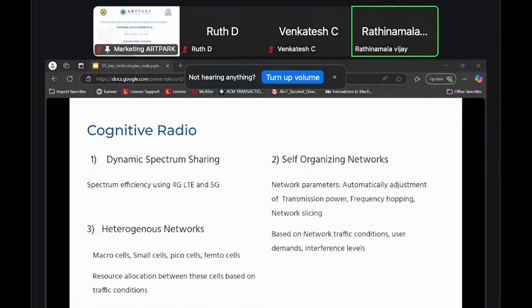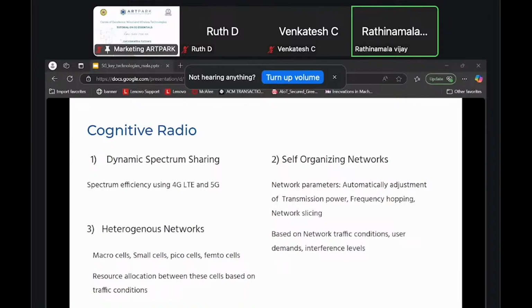resources. If you take the non-standalone mode cases, the spectrum is shared between 4G LTE and 5G. So the spectrum efficiency has to be managed using both spectrums, based on the current traffic conditions, the users, the cell capacity, and so on. Everything is taken care of, and based on that, the spectrum allocation is done.